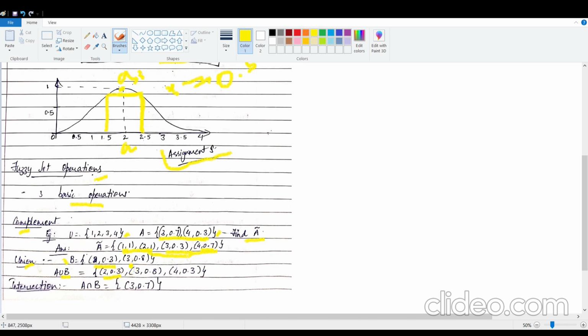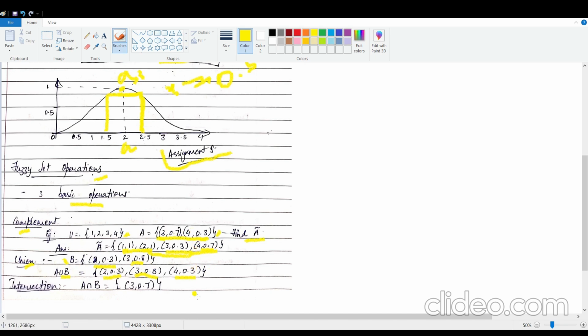With 3, I have a clash. It is present both in A and B. Over here in A, the membership value of 3 is 0.7, and in B, the membership value of 3 is 0.8. So if I were to club both of them, 0.8 is maximum. So I'm going to use that value in the case of union. Similarly with 4, I do not have any 4 in the case of B, so I'll use whatever is present in A.